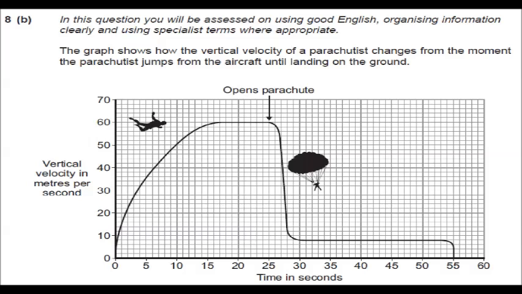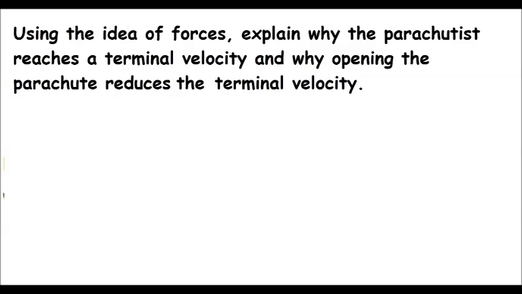This is a typical 6-mark question to do with a parachute jump. Right, if you look at the graph, first of all you need to understand what the axes are. You've got on the y-axis the vertical velocity and time along the bottom. You should have possibly seen this shape of graph before in class, and try to understand it in terms of balanced and unbalanced forces.